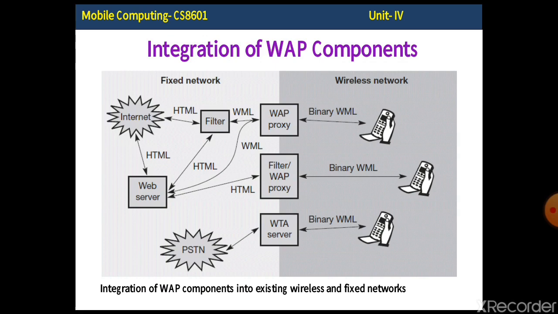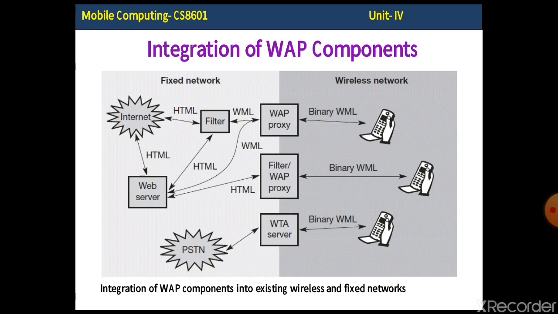In the integration of web components, the communication is between the fixed network and the wireless network. You can see the left side is a fixed network and the right side is a wireless network. In the fixed network, you can see there is the internet, a web server and the public switched telephone network. The communication with the wireless network is with the mobile handsets, that is the digital cellular phones. There will be an intermediary between the fixed network and the wireless network called the wireless application protocol proxy and filters. The main role is to convert the HTML related communication and services to binary WML communication and services.